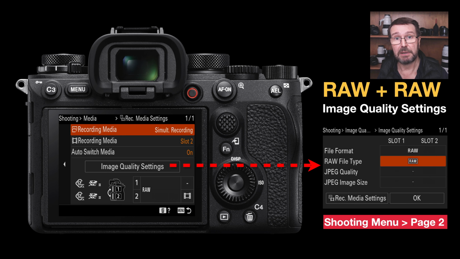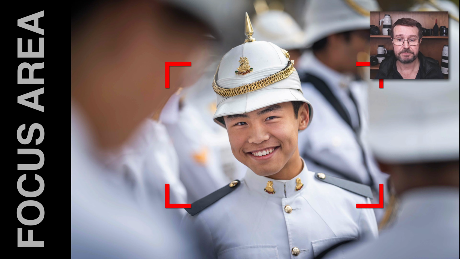So you've got 3 basic workflows. Just remember, when you go into those record media settings, you can go down to image quality to decide what file you want going to what card.